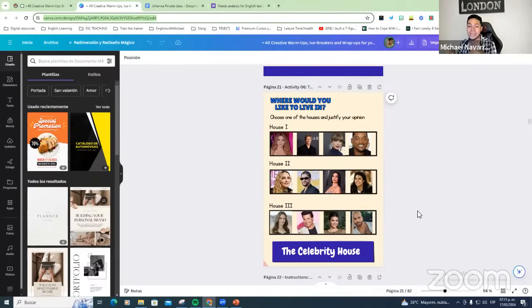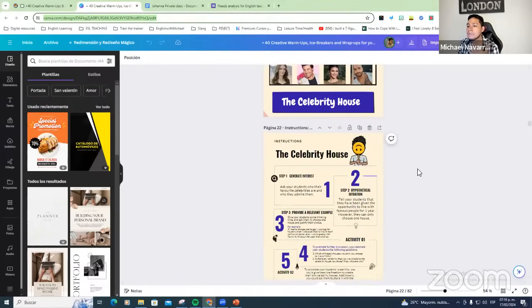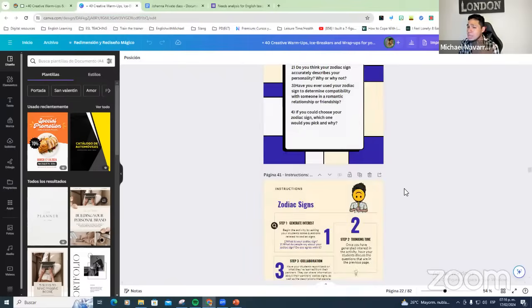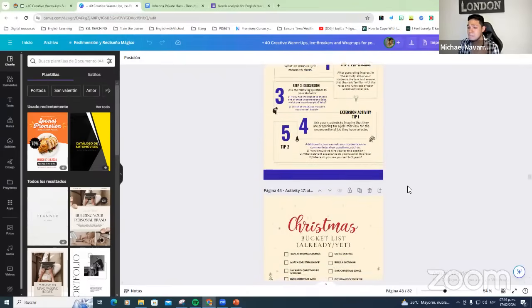This is one of my favorite activities, the celebrity house. My students love celebrities. I read that because I conducted a needs analysis. So I said, okay, I'm going to include this activity in my book, and I'm going to use my students' interest and see the responses. And they responded to this activity well. Again, all the activities come with instructions. There are a lot of activities, more than 40: warm-ups, icebreakers, and wrap-ups.